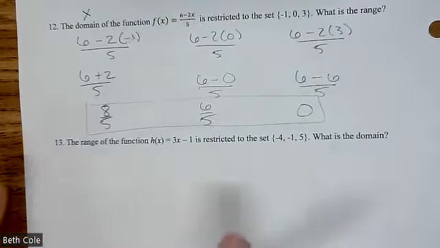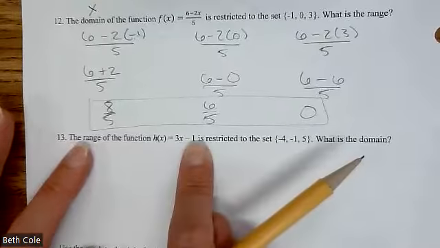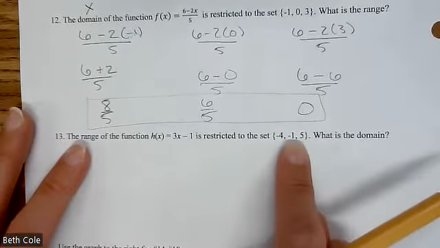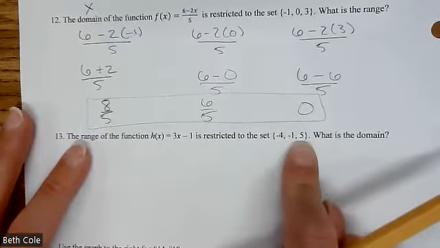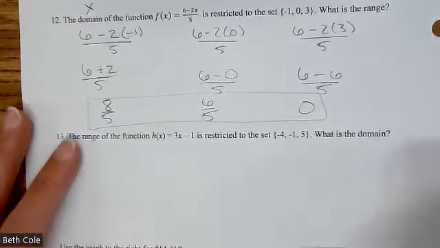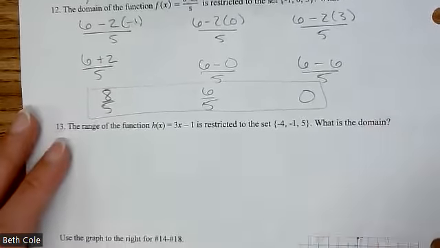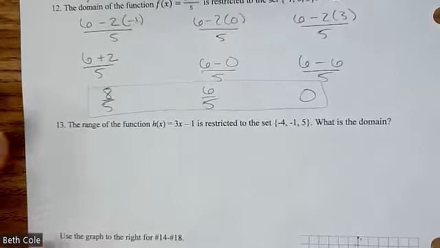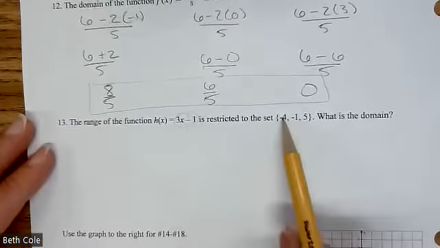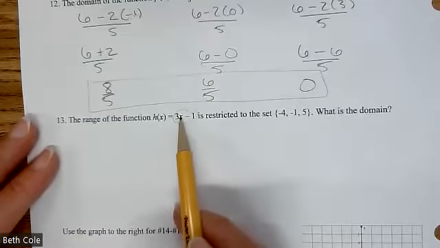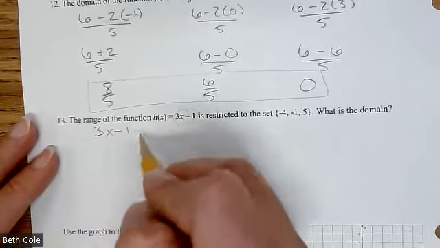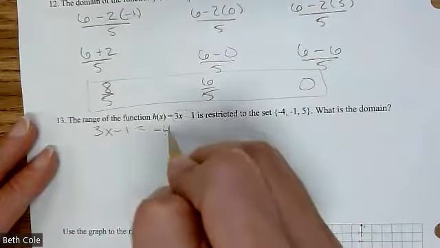This one is the same thing except backwards. It says the range would be these numbers. So these are your Y values, like your output values. What is the domain? So instead of plugging in, this time you're going to set the equation equal to these. So it's going to be 3x minus 1 equals -4.